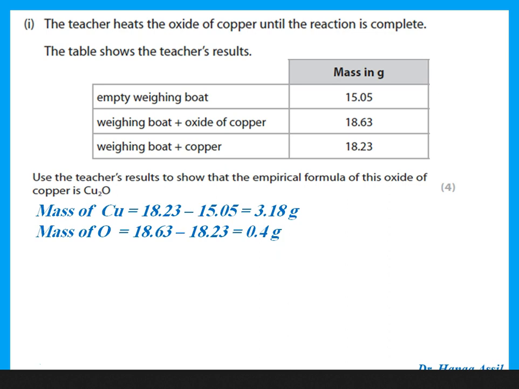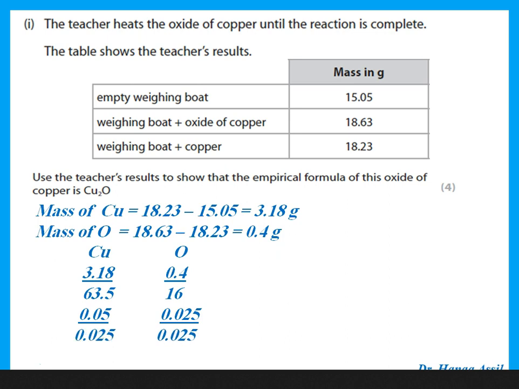So now we have mass of copper and mass of oxygen, and we try to get the empirical formula. So we divide each of these by the atomic mass, we get numbers, we divide them by the smallest. This gives me a ratio of 2 to 1, so the empirical formula is Cu2O.